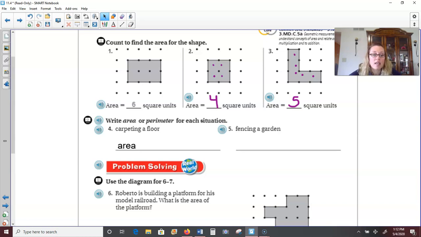Now, let's say we are fencing a garden, and I know Rowan was planting some crops for Earth Day as well. And let's say he needs to put some fencing up around some of the things he was planting. What type of math term would he be using? Perimeter or area? He's fencing a garden, going around his garden. He would calculate the perimeter.